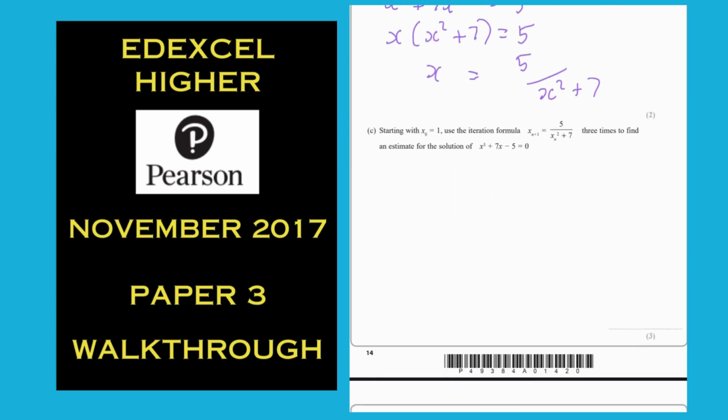Part C, again, I've written it out in full on the worked answers. Don't get put off by all this terminology nonsense. At the end of the day, use your ANS button on your calculator. So to get the next term, sub 1 in to there. So on your calc, do 5 divided by 1 squared plus 7. You'll get a nice number, 5/8.